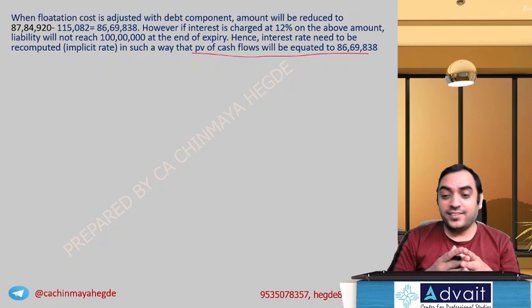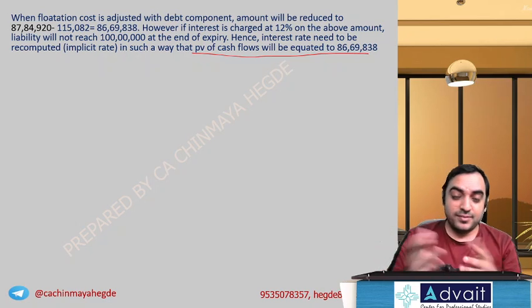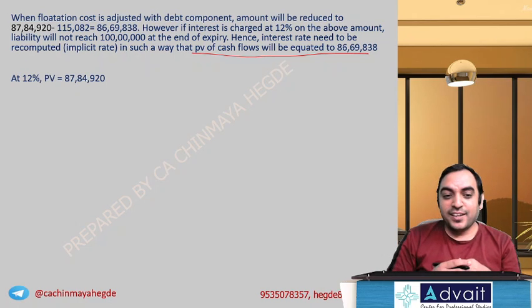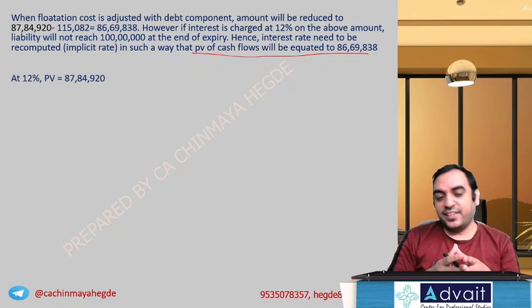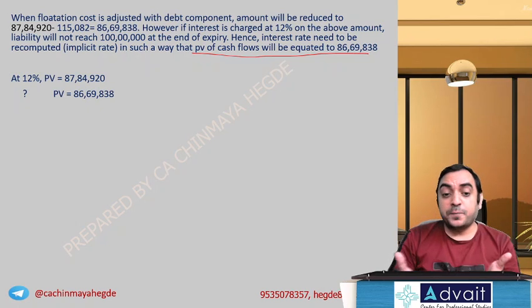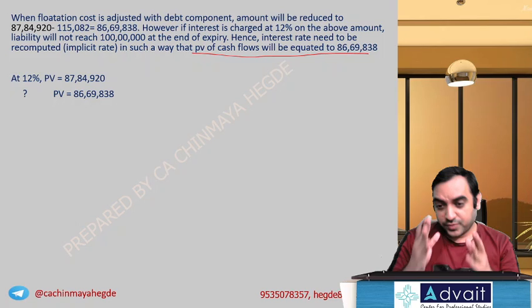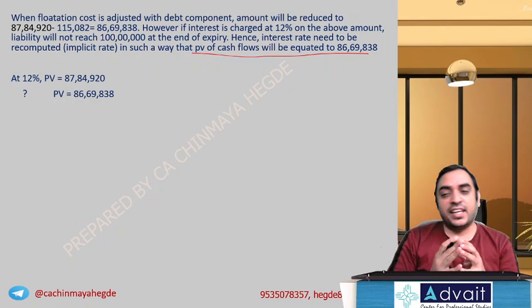And how do we do it? I really don't expect you to remember, but ideally you should remember if you want to pass SFM exams. So at 12% we get 87, 84, 920. At what percent do we get 86, 69, 838? Write down till here, then we will calculate.